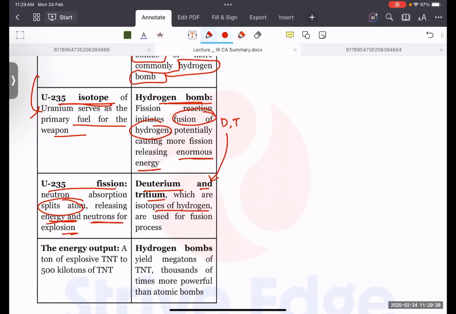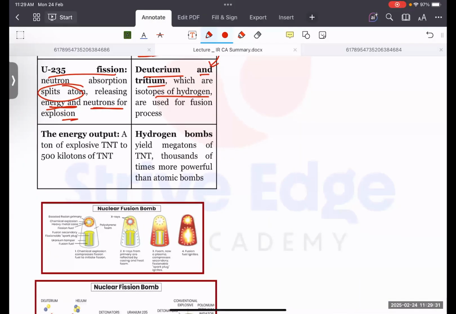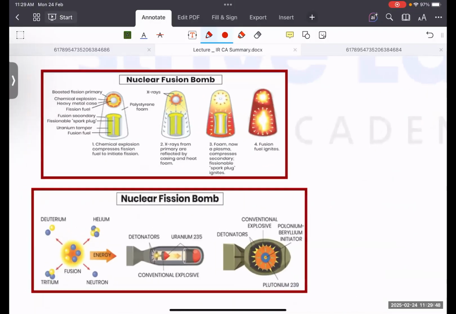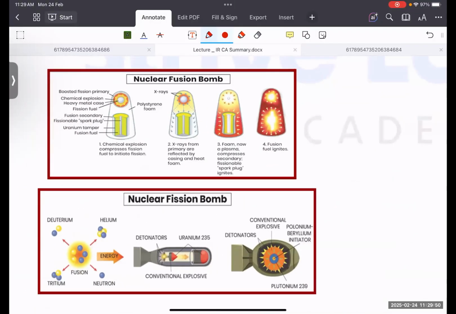And then the energy output. One ton of TNT explosive to 500 kilotons of TNT is released by the atomic bomb. That is huge. But the hydrogen bomb yields megatons of TNT. This is even more powerful, around 1,000 times more powerful than the atomic bombs. Here we have given a picture of the mechanism of how the nuclear fusion bomb and the nuclear fission bomb work.